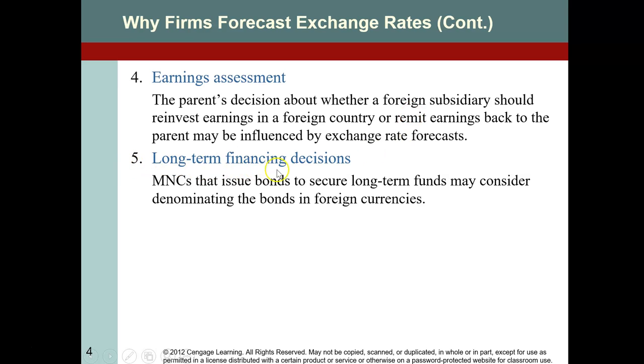Number 5, long-term financing decisions. MNCs that issue bonds to secure long-term funds may consider denominating the bonds in foreign currencies. Okay, issuing bonds in foreign countries also needs consideration in the forecast of exchange rates.